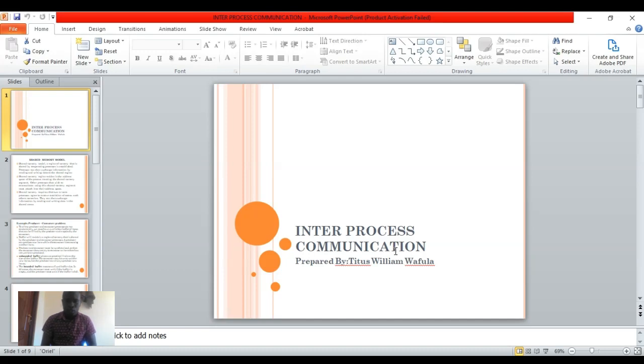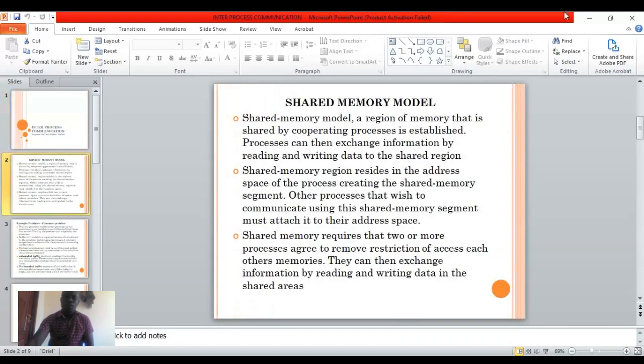In our previous lesson, we learned why interprocess communication is important. One of the reasons we cited is that interprocess communication helps us share information. So today we want to look at the mechanisms that are used for processes to communicate. Therefore, we have two models that we're going to discuss: the shared memory model, and then the message passing model. We start with the first option, the shared memory model.